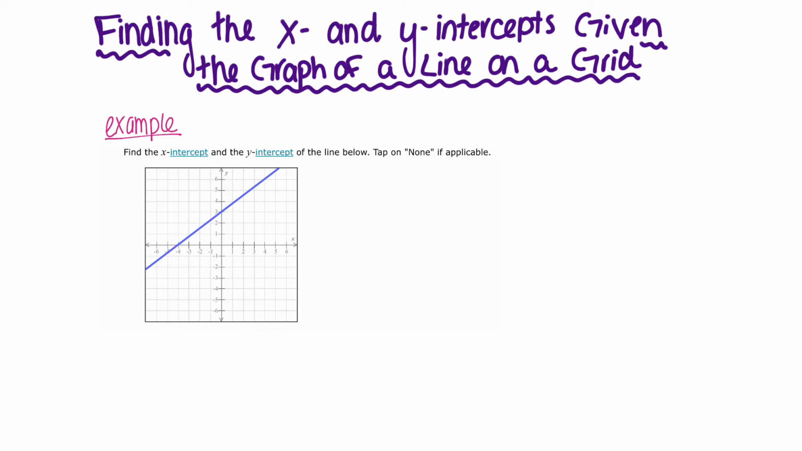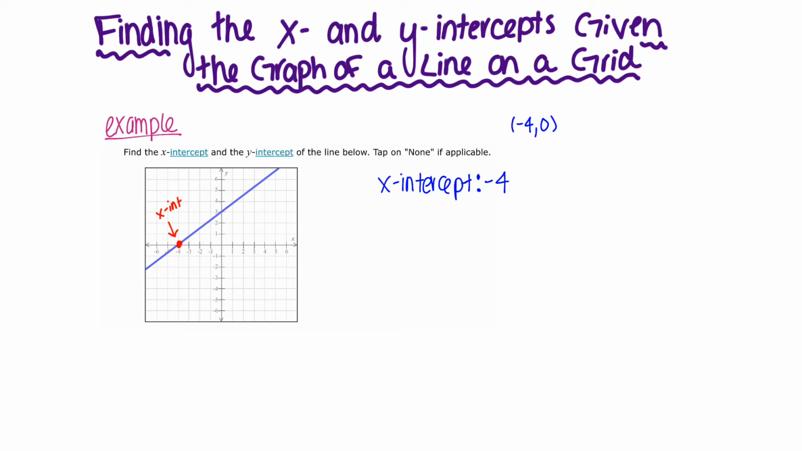The x-intercept is going to be where the line hits the x-axis. So this is the x-axis. It hits the x-axis right here. This is my x-intercept. So my x-intercept is -4. Now, technically, this is the point -4, 0, but they're not going to have you enter it like that, so they're just going to have you enter the -4 part.